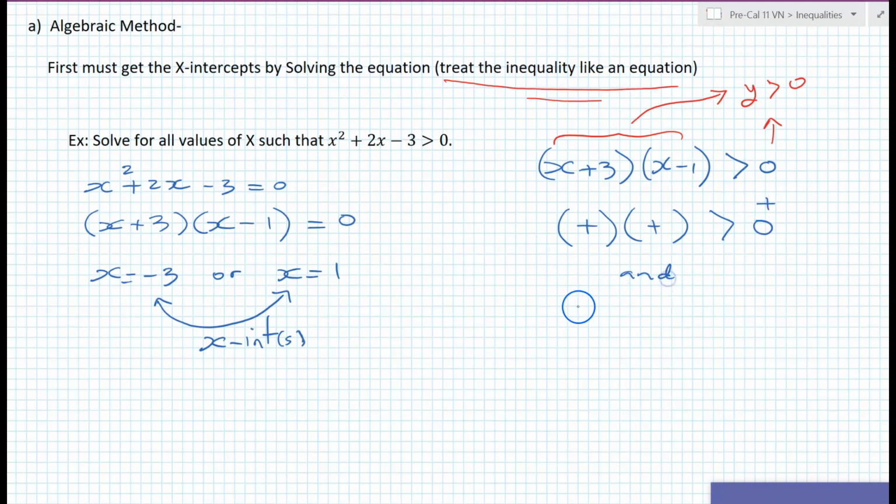And you also get a positive value when you multiply two negative numbers. Okay, so two positive numbers will give you positive, and also two negative numbers will give you positive. Okay, so let's go through and set up each one of them.